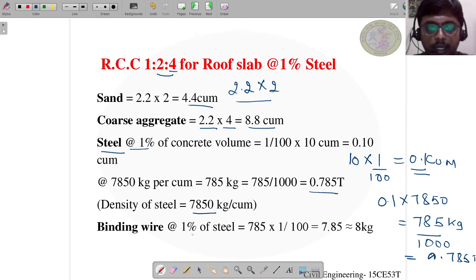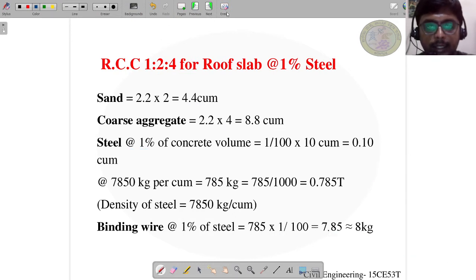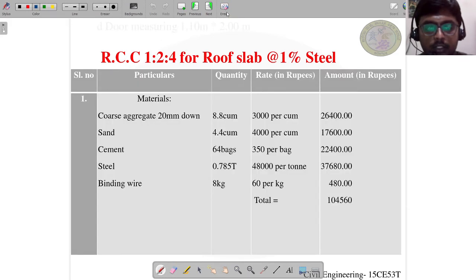And also binding wire. Binding wire is to hold the reinforcements in proper positions, so that we take at 1% of the steel. So 1% of the steel is 785 kgs into 1 by 100, which gives 7.85, approximately equal to 8 kgs. So once all the materials are calculated, let us tabulate it. So coarse aggregate, we have got it as 8.8.